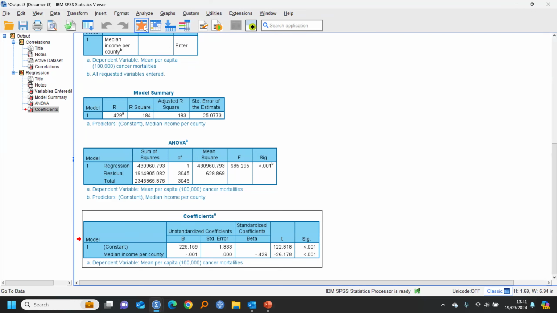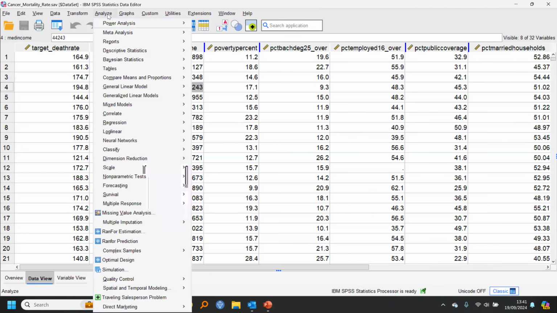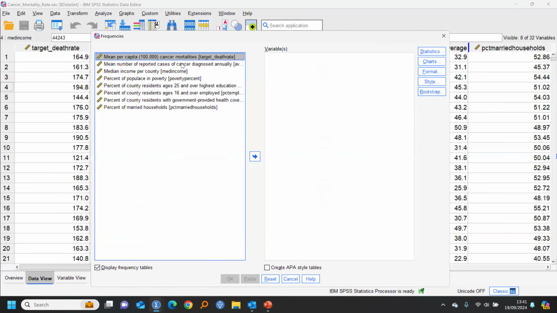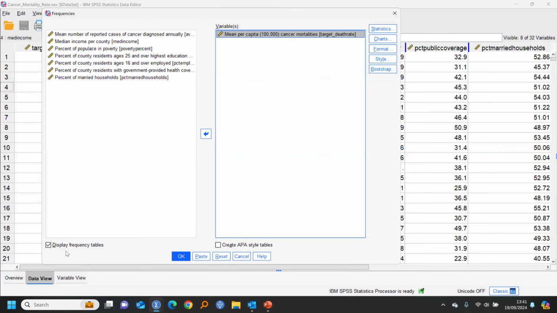Okay, let's go back, however. Let's have a look at this dependent variable, the target data. We should really have noticed this at the start, but I got carried away and got into the regression right away. But let's just have a look at it.